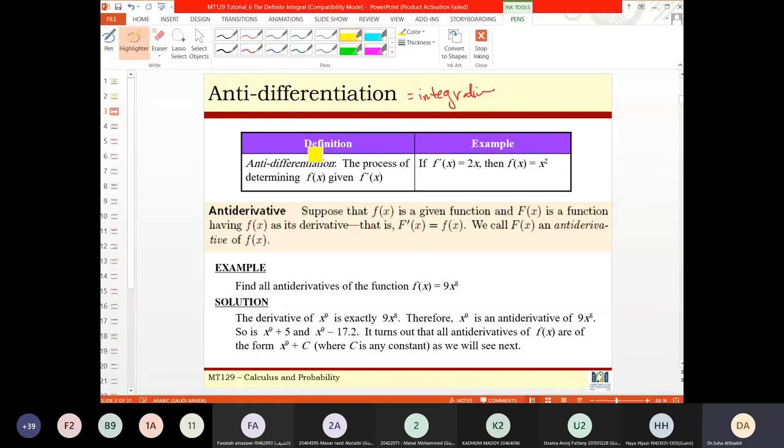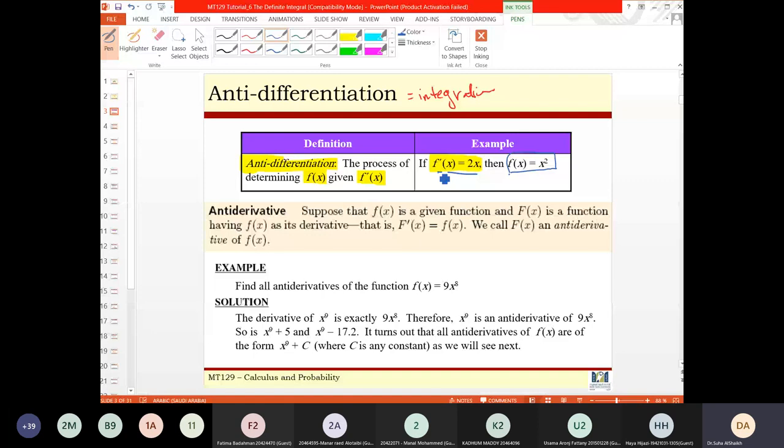The anti-differentiation is the process to find f of x if I have f dash of x, doing the opposite. So for example, if I say f dash of x is equal to 2x, I can guess that f of x is x squared, because the derivative of x squared is 2x, right?